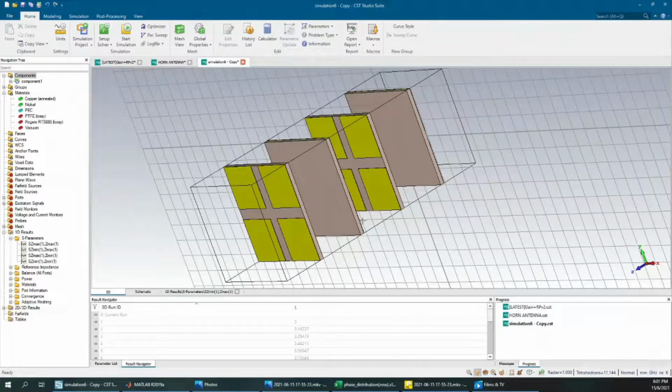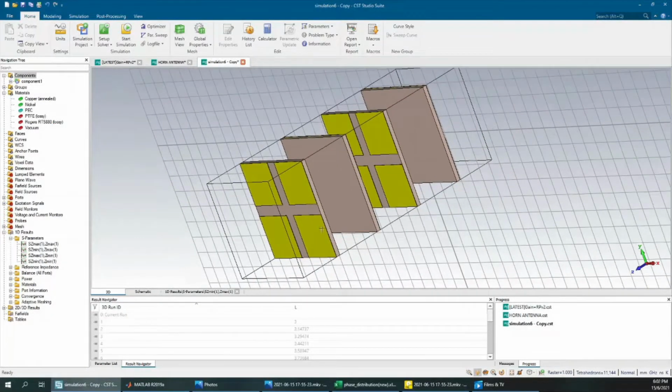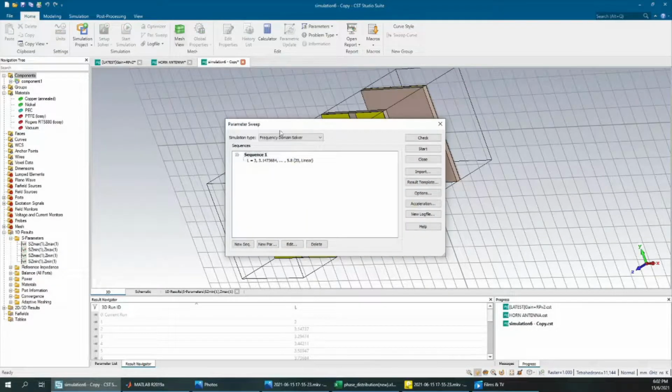Here is the unit cell design with 4 layers. Each layer consists of a substrate, Rogers RT580, and also a copper layer with a cross dot with a dimension of L. So for this unit cell, I will vary the L to achieve a full phase change by using the parametric sweep here.